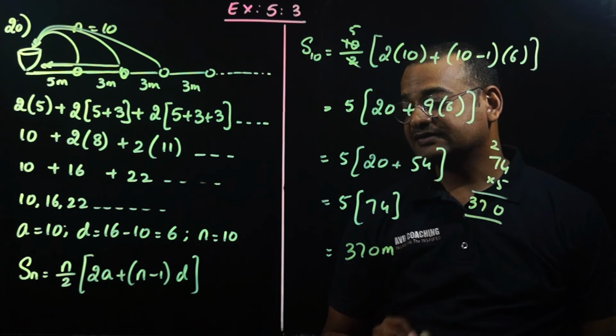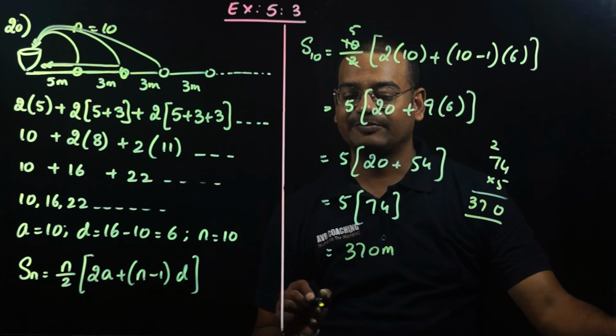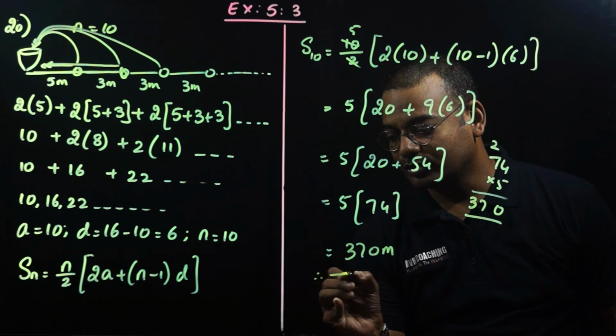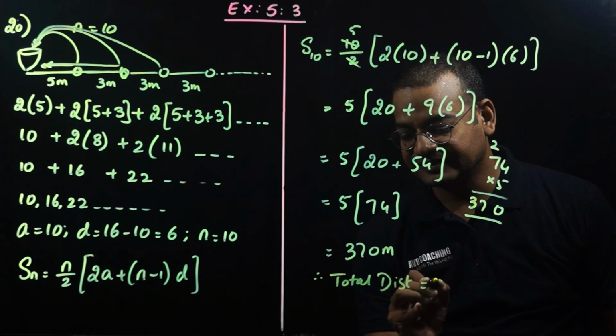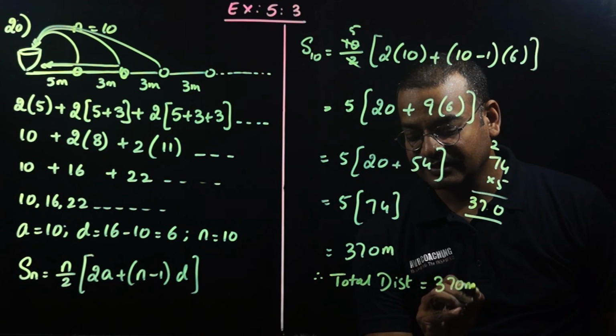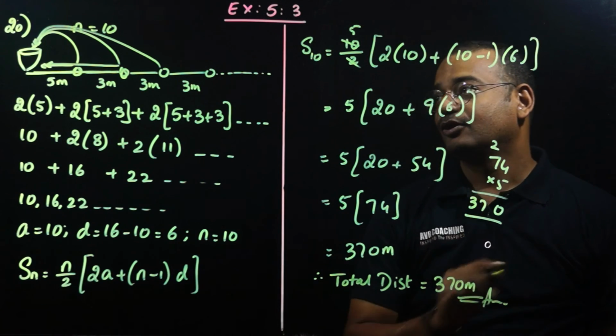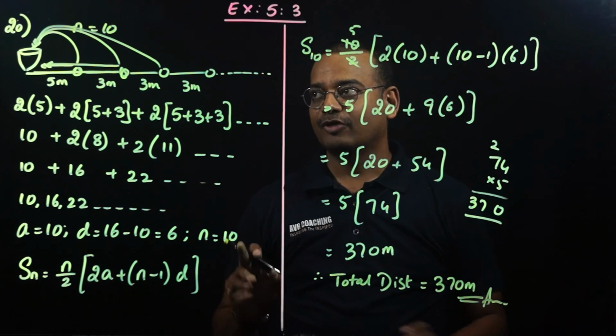So the total distance traveled by the participant will be, therefore total distance is equal to 370 meters. Now this was the last problem of the progressions.